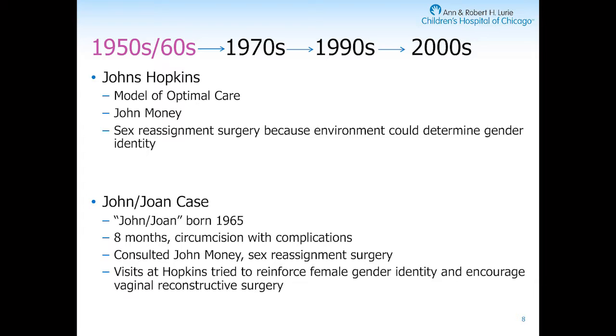And he recommended further sex reassignment surgery to make the baby appear completely typically female, and then to reassign the baby as a girl. So John became Joan, and the baby was raised as a girl. And they would have follow-up appointments at Hopkins where they tried to reinforce female gender identity. And over the years, they started to encourage vaginal reconstructive surgery.